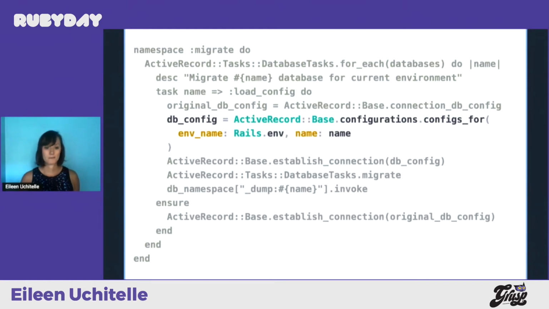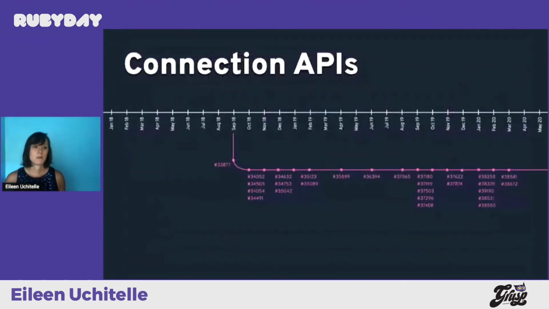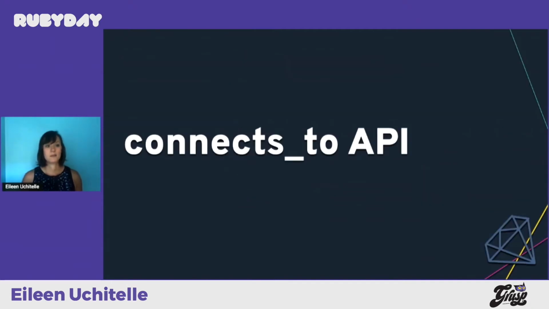One of my favorite features of the multiple databases work that I did is the connection APIs. These are simple APIs for establishing connections and swapping connection contexts. They are what powers multiple databases.